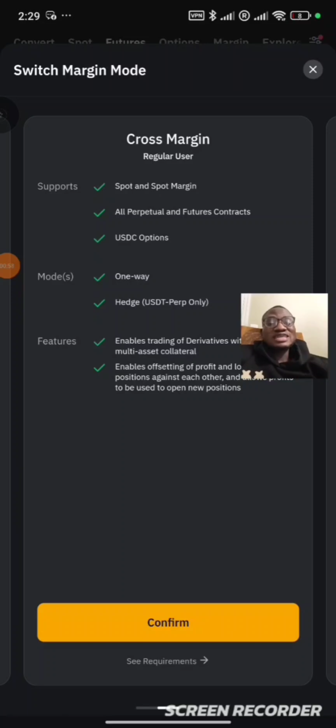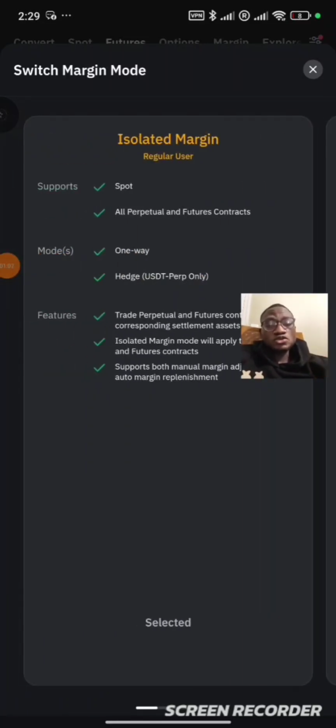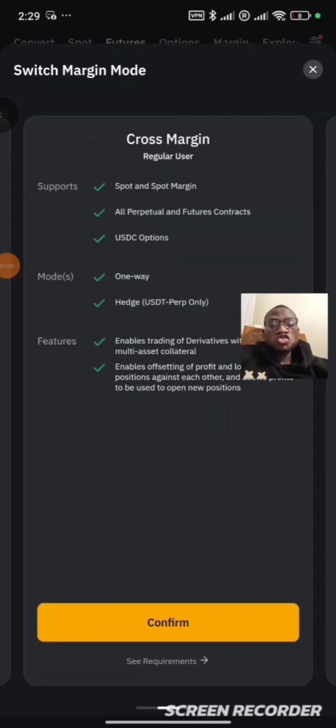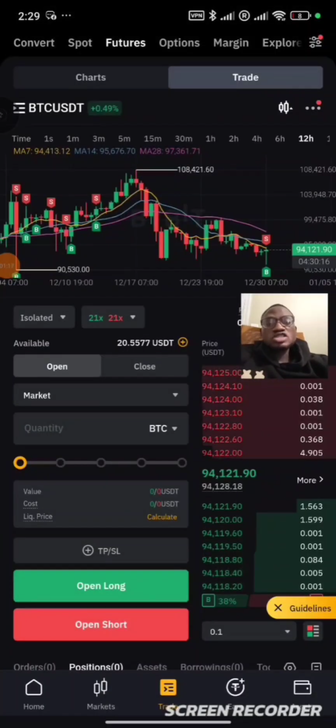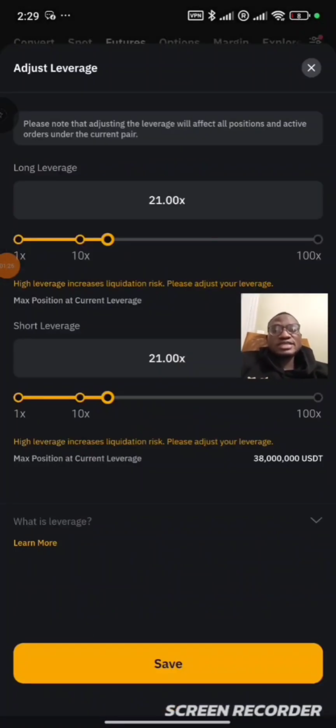But if it is an isolated margin, you will only be losing just that $20 you used to open that position. But for cross margin, it will be crossing over to your balance once the amount you used to open the position is about to lapse. But since you are just starting, I would recommend you use isolated margin. That's very important. So the next thing is leverage.